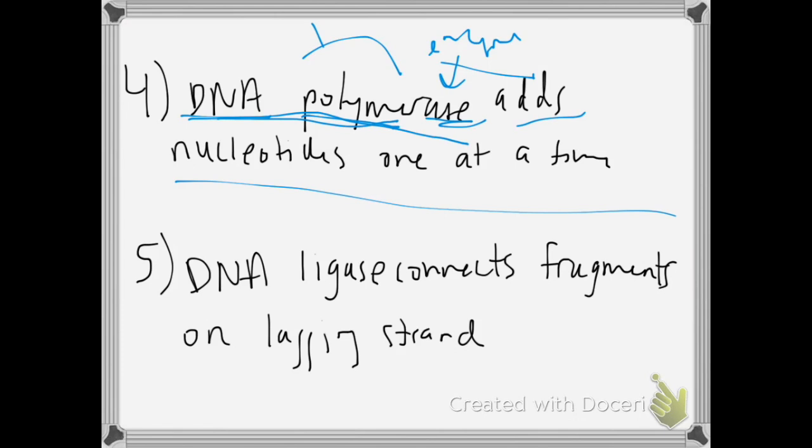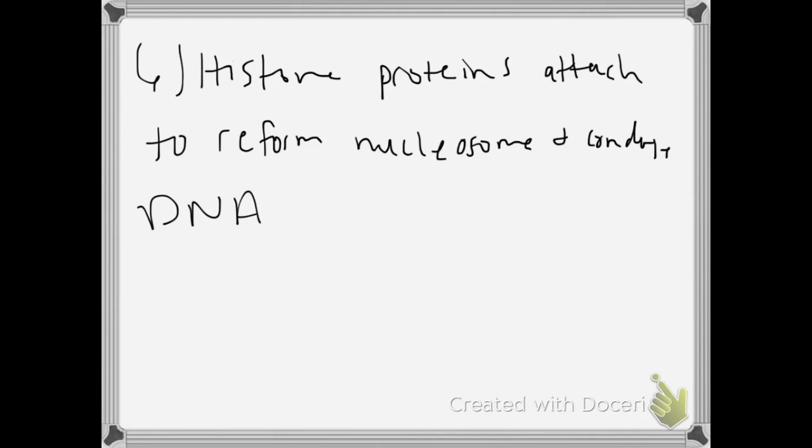So this is what's going to add our nucleotides. We'll talk about this lagging strand in just a sec, but remember this enzyme DNA ligase is what's going to connect those Okazaki fragments on the lagging strand. And then histone proteins, the things that DNA wraps around to get all condensed, are going to form, and then you'll have condensed DNA. So let me add some pictures.